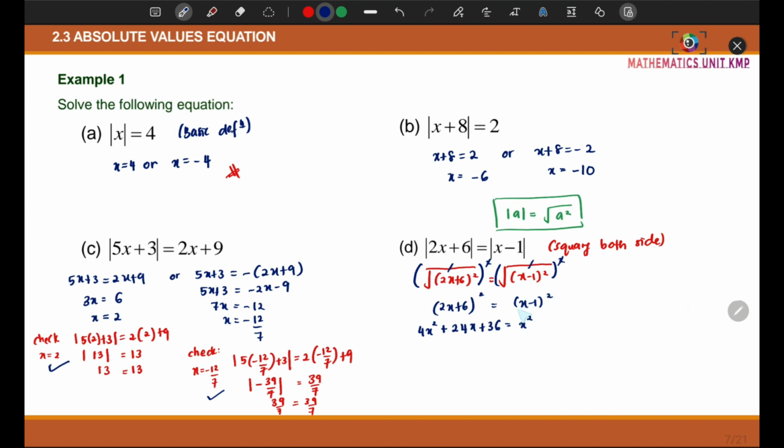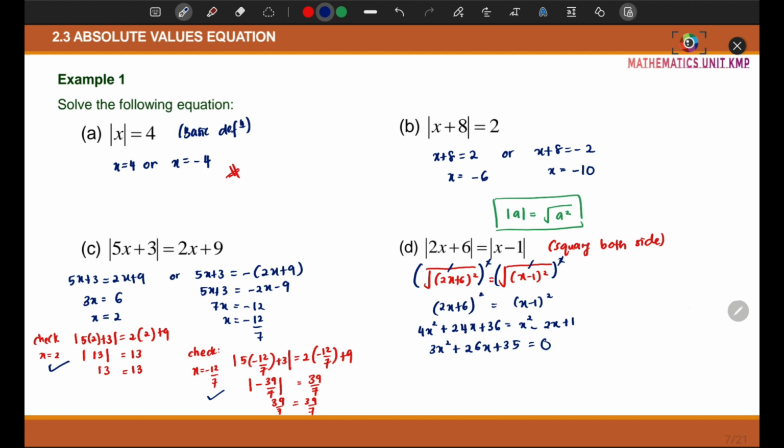And then 2 times x times negative 1, so we will have negative 2x. And then negative 1 squared, plus 1. So we rearrange and simplify our equation. So 4 minus 1, 3x squared, 24x plus 2x, we have 26x. And 36 minus 1, plus 35, equal to 0.